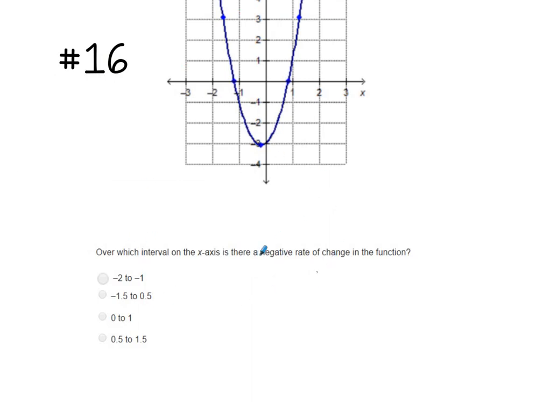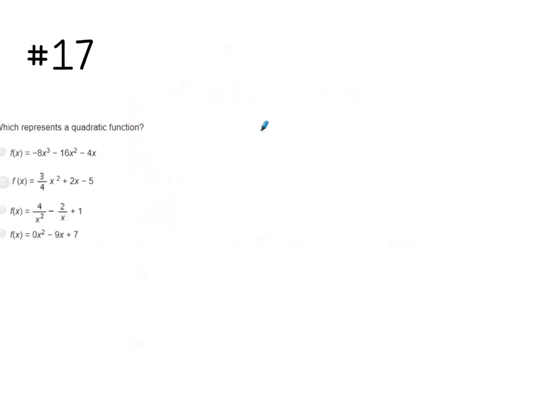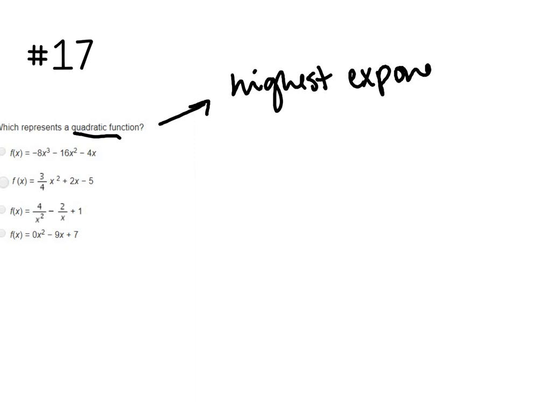Same idea on number 16, negative rate of change is where they're asking you, where is that graph decreasing? From what x value to what x value is it going down? And then same idea with number 17 that we talked about earlier. Remember, a quadratic function has to have a highest exponent of 2, meaning it has to have the highest exponent of x squared.